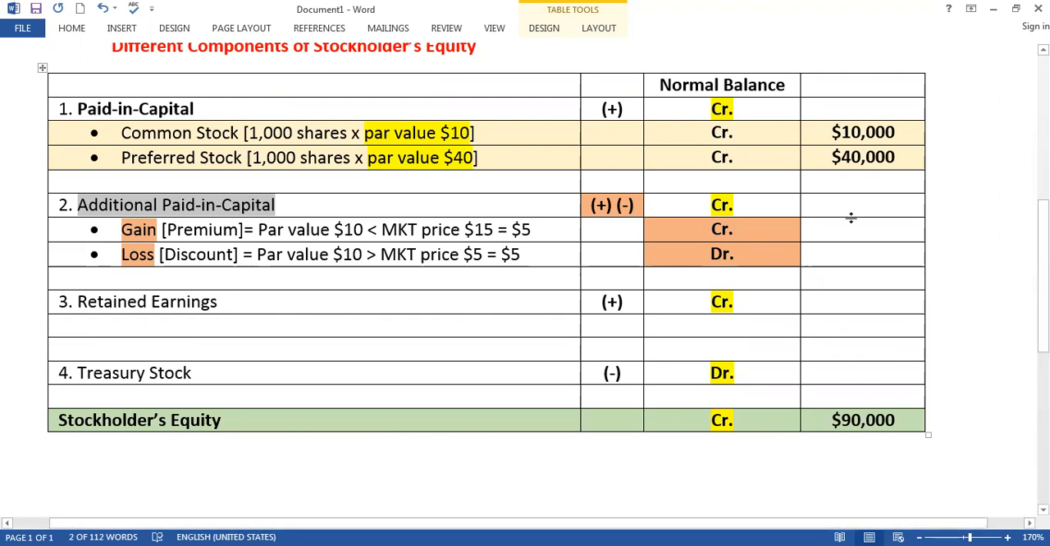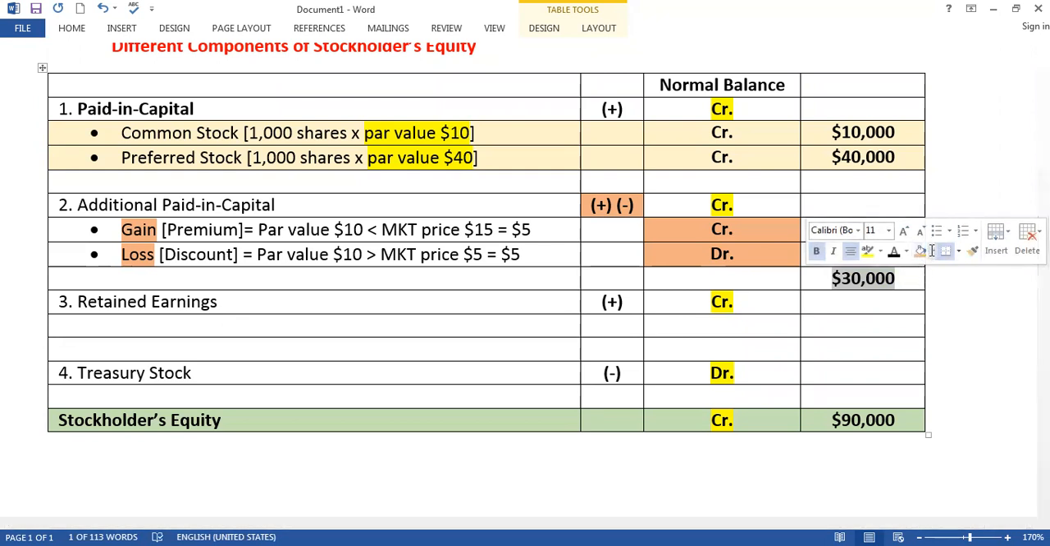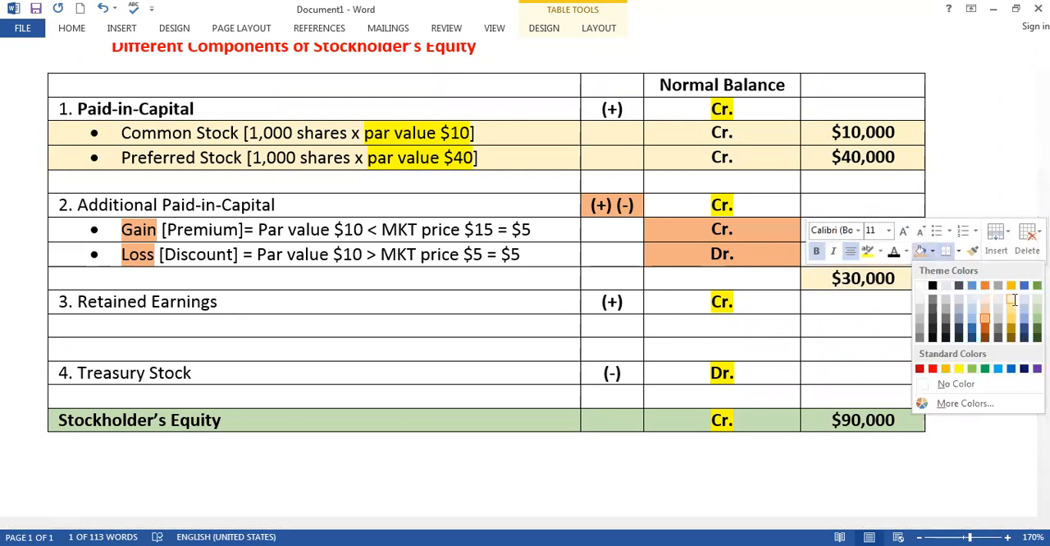So after plus and minus, for example, this amount is just a random amount. This amount is $30,000. I just put some random number. We do some plus and minus, and we find that our additional paid in capital is $30,000.